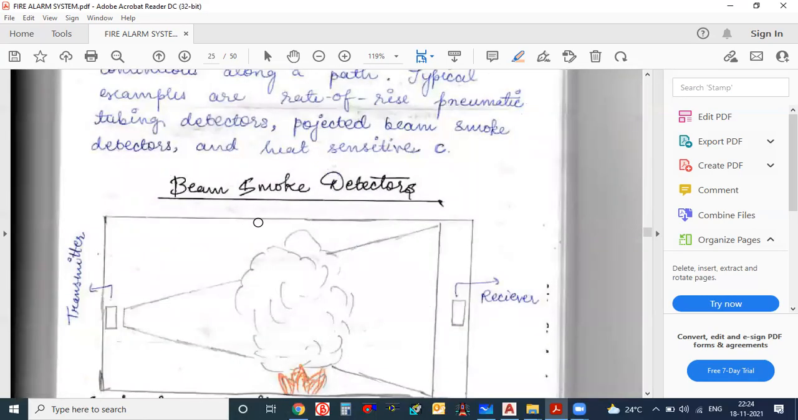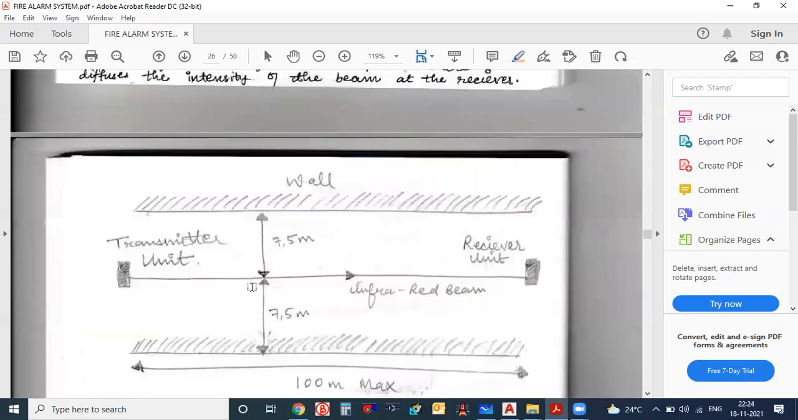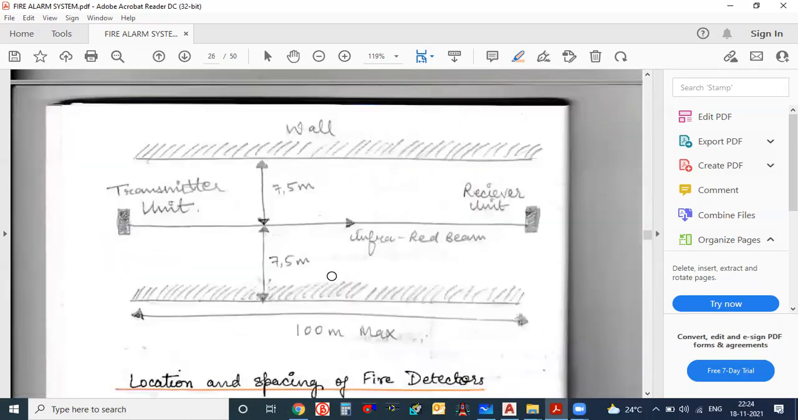Yes, height matters. It will cost 50,000 to 1 lakh. Wherever you have a height of more than 9 meters, go for beam detectors. Don't go for a smoke detector here, because a smoke detector has a spacing factor with height, and it will be less efficient. Here they have given 15 meters.